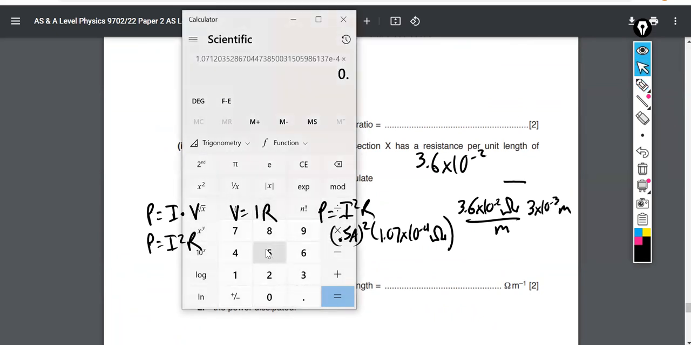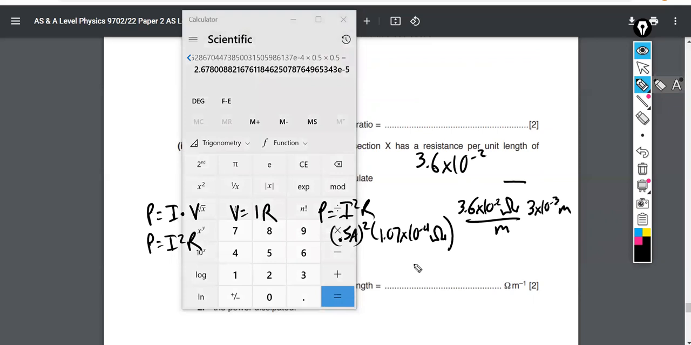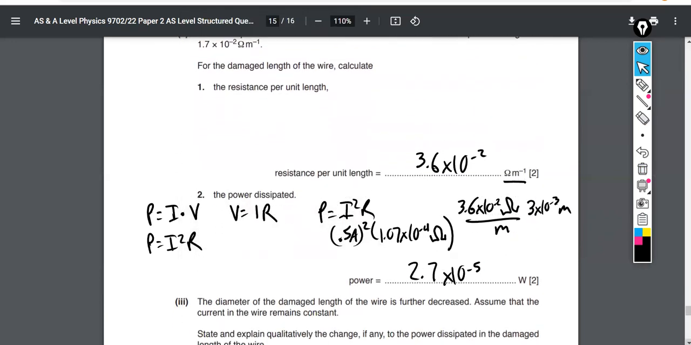Times 0.5 times 0.5 again, right? Because it's squared. And so we get a final power dissipated of 2.7 times 10 to the negative 5 watts. And remember, we were just calculating the power dissipated. So that answer goes right there: 2.7 times 10 to the negative 5 watts. That was the resistance per unit length from our previous calculation.